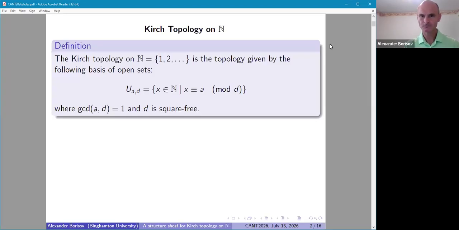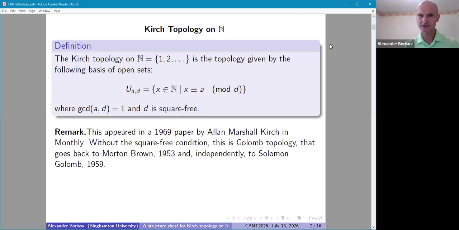So let me start with Kirch topology. For us today, the underlying set will be the positive integers. And the topology is given by arithmetic progressions as the basic open sets: x congruent to a mod d, so a full arithmetic progression, where there are two conditions: a and d are coprime, and d is square free. This appeared in a 1969 paper by Alan Marshall Kirch in the Monthly, a short two-page paper. Without the square free condition, this is the Golomb topology that goes back to Morton Brown and, independently, Solomon Golomb.